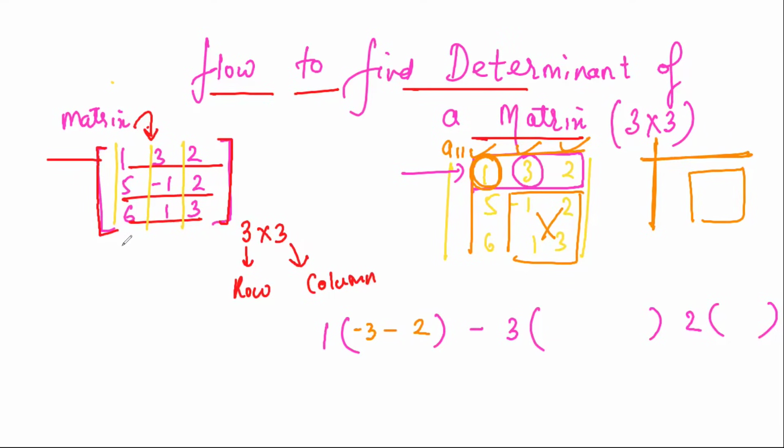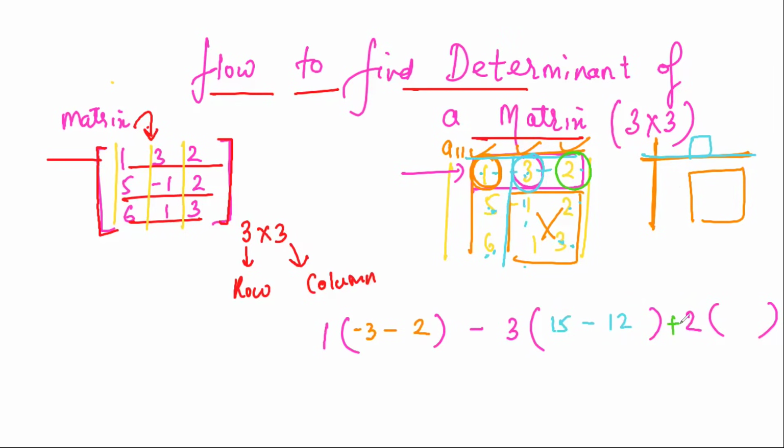Now, after that, we have to focus on the second number, which is of the first row and second column. This is the number we have of first row and second column, so we have to leave that row and column. So we are left with this. 5 multiply 3 is 15 and 6 multiply 2 is 12, and there is a negative sign of the formula. Okay. Now for the third one, we have to see the third number, which is 2.